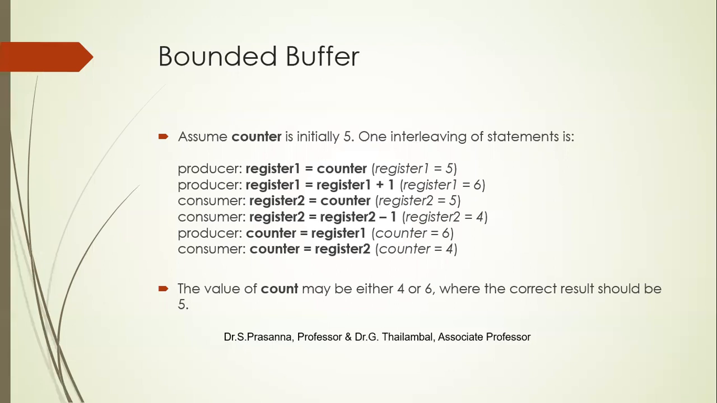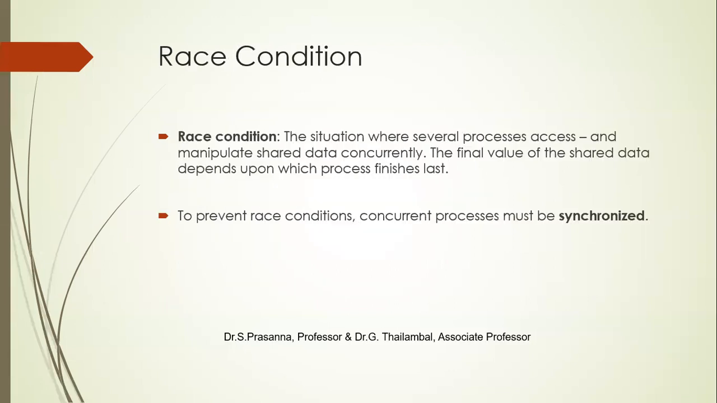What is a race condition? The situation where several processes access and manipulate shared data concurrently. The final value of the shared data depends upon which process finishes last. So when several processes are executed at the same time with the shared data, whichever process finishes last determines the final value of the shared data. So this race condition needs to be prevented.